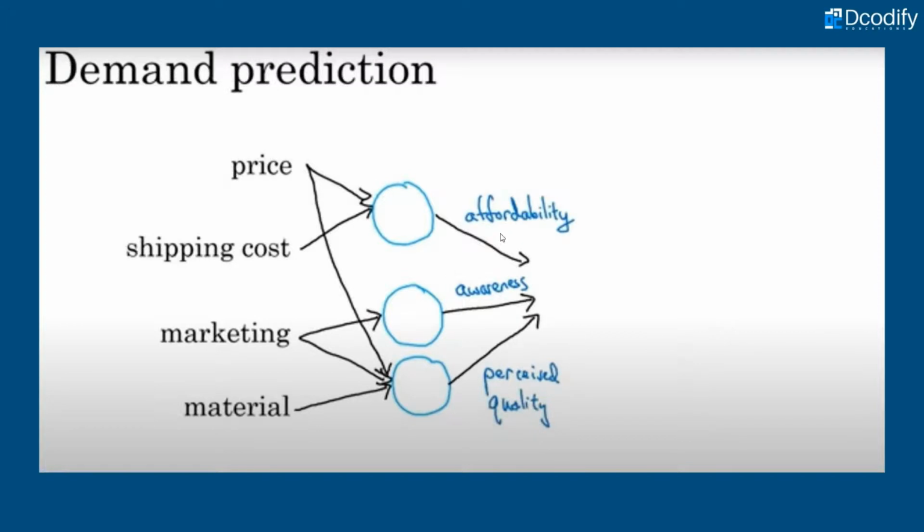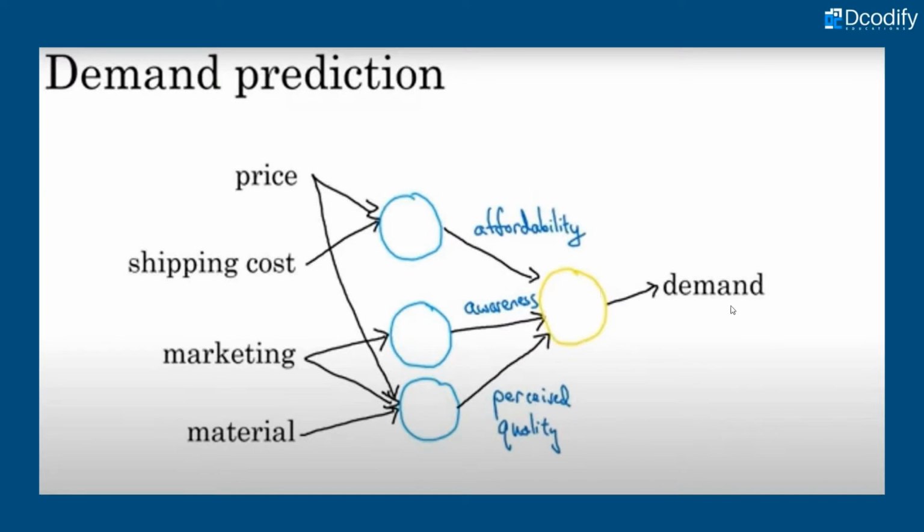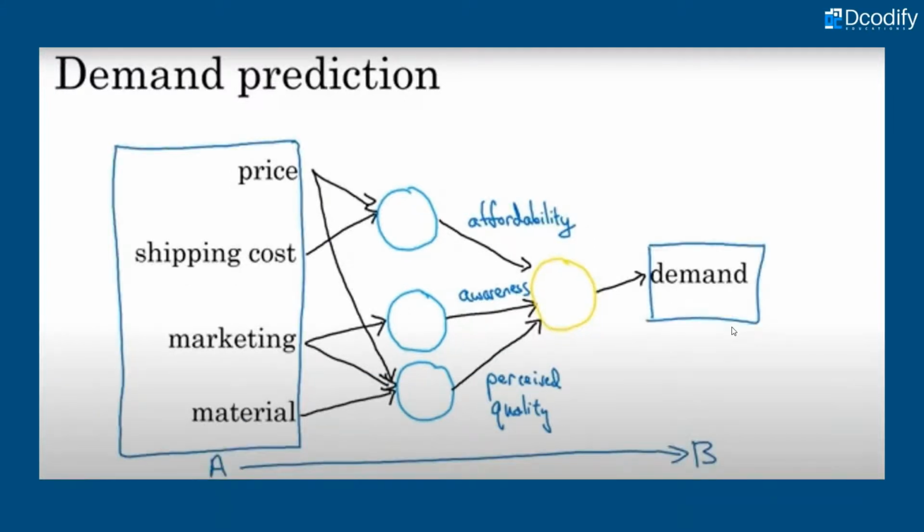material. So all these three, affordability, awareness, and perceived quality, if we input them into a neuron, it can give us the demand. So it is nothing but a multi-layered neural network. Fine. So here also you can see A to B, input to output mapping is done.